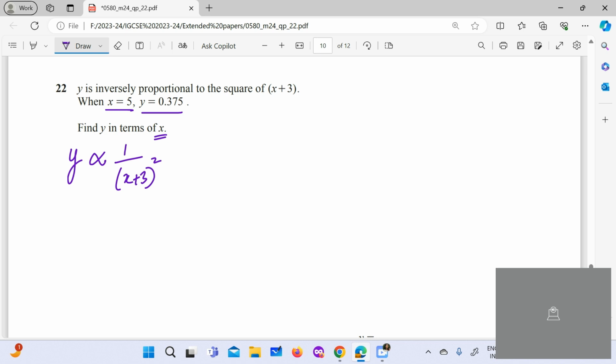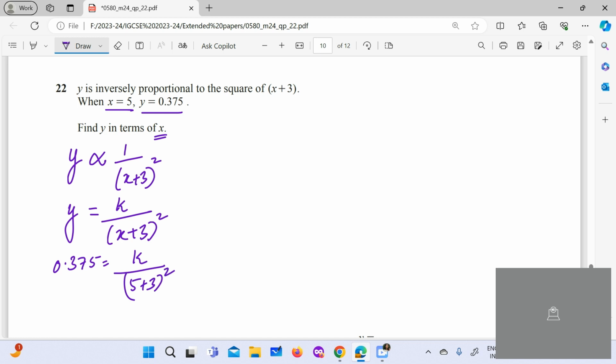So let's find the values now. First remove the sign of proportionality and you get y is equal to k upon (x plus 3) whole squared. Now substitute the values. It's given here y is equal to 0.375, equals k, x is nothing but 5 plus 3, whole squared. So we can say that k equals 8 squared, which is 64, times 0.375, right? So you get the value of k as 24.